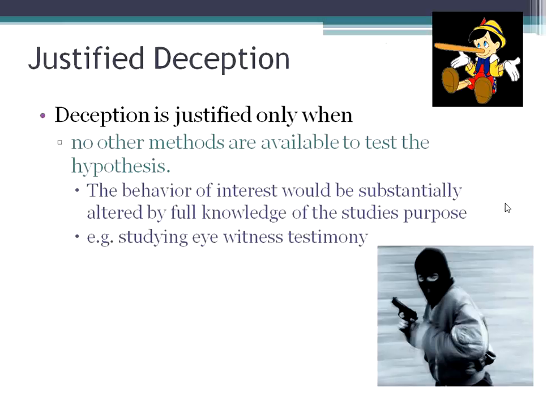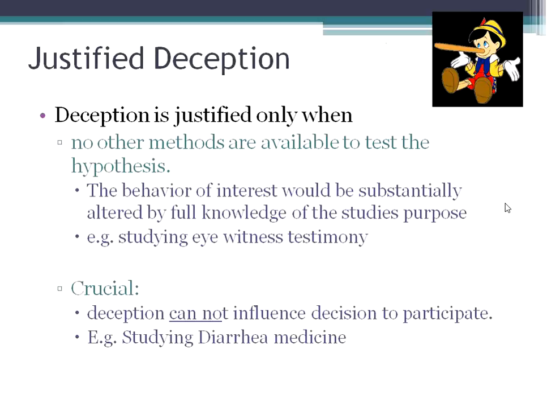And in real life, you're not going to know that someone's going to come in and rob the bank, right? So this is a case where deception is justified. The only way to get this real life experience of this phenomena is to deceive them and not tell them this piece of the study. But again, the deception cannot influence people's decision to participate, right?